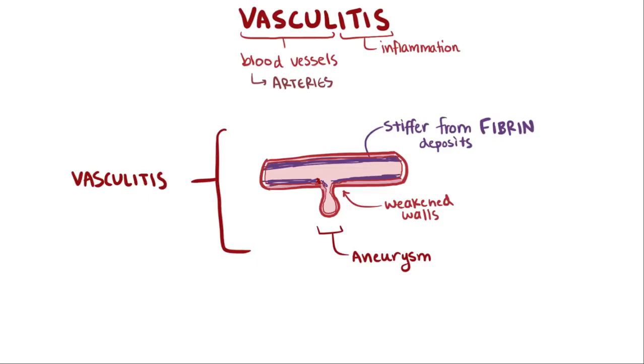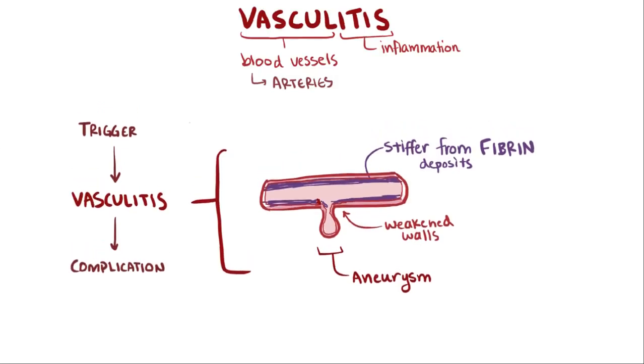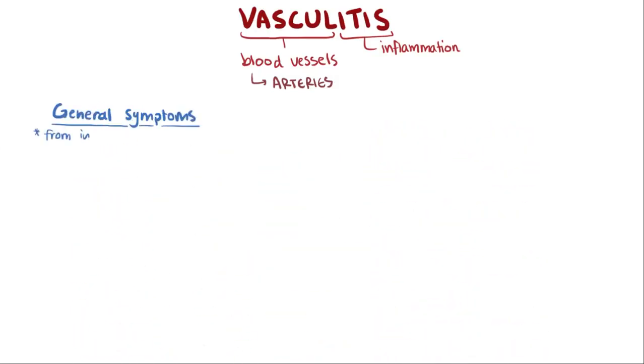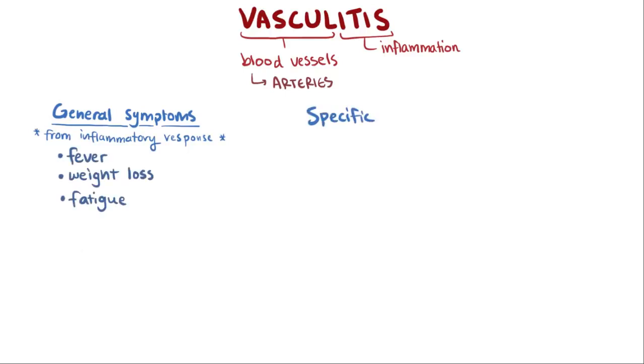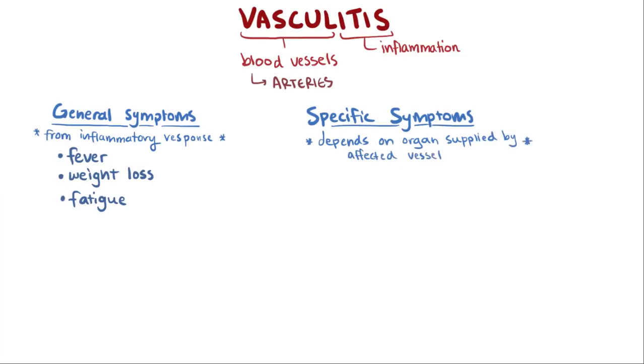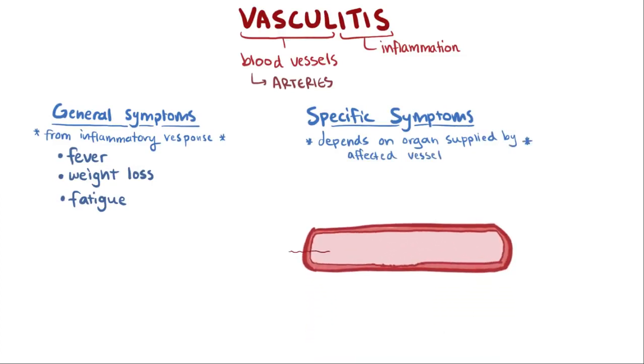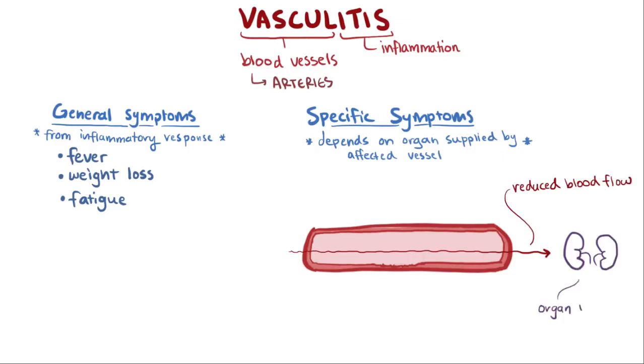The different types of vasculitis, for the most part, only vary depending on how they're triggered and where in the body they cause problems. People with vasculitis have generalized symptoms caused by the inflammatory response of the immune system. Symptoms like fever, weight loss, fatigue, and so on. More specific symptoms occur usually based off where in the body the vasculitis is occurring, and which organ is supplied by that blood vessel. When vasculitis happens in those blood vessels, you get reduced blood flow to those organs, called organ ischemia, which can happen in two ways.